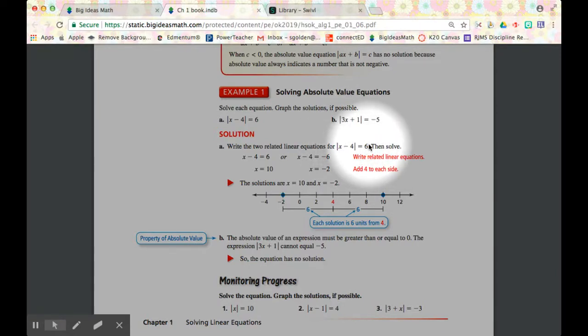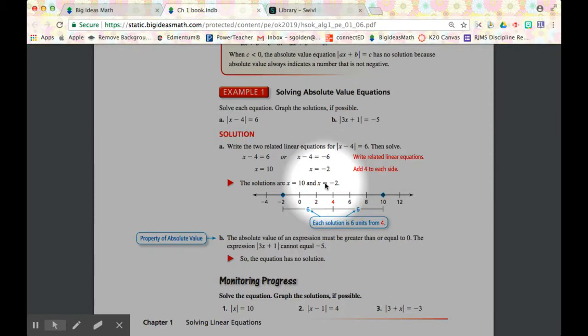On this number line, they showed us here's -2 that we got, here is 10 that we got, and since it said minus 4, if we were to start at 4, each of those answers we got is 6 units away. Because remember, absolute value finds a distance, and it found a distance of 6 on this one. So they are 6 units away from 4. We're not really going to focus too much on graphing on a number line. I just wanted to show you how it actually works. But we're mainly focused on finding these solutions.